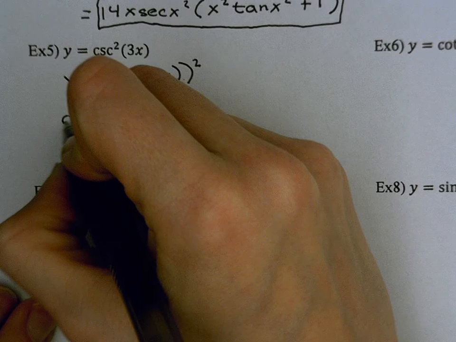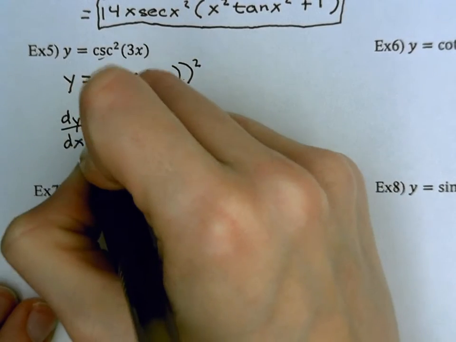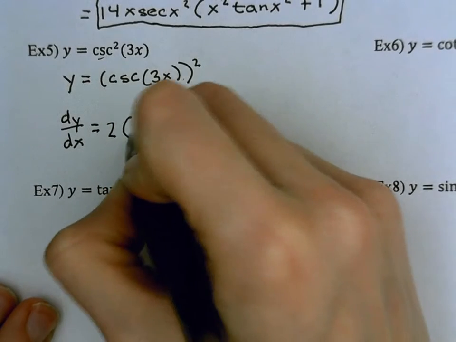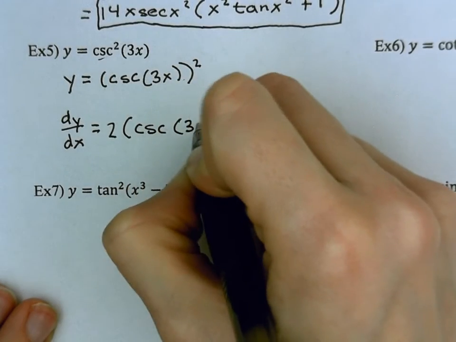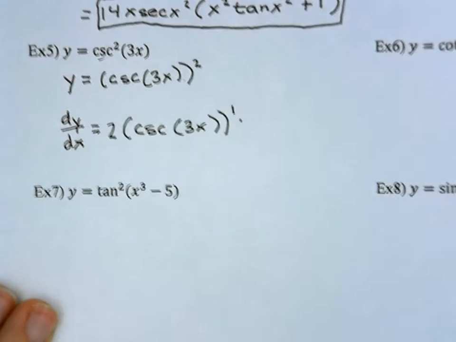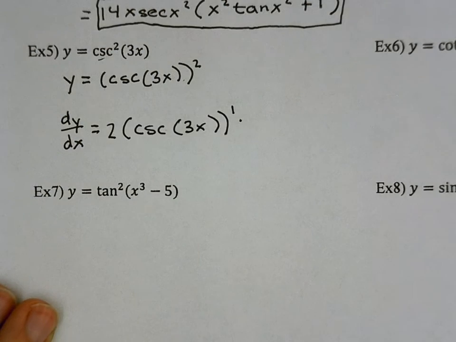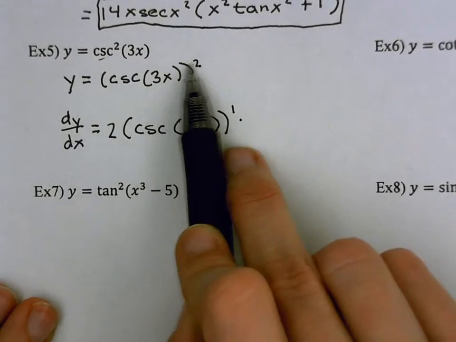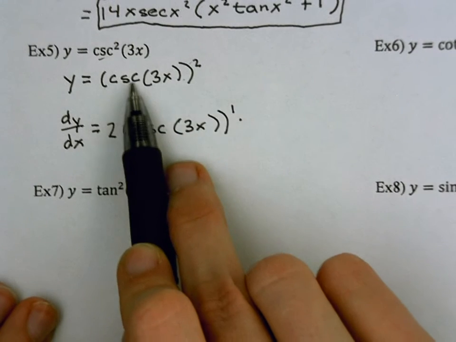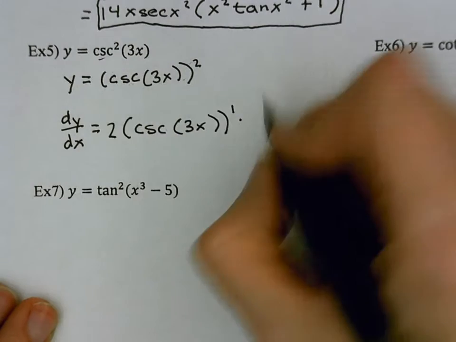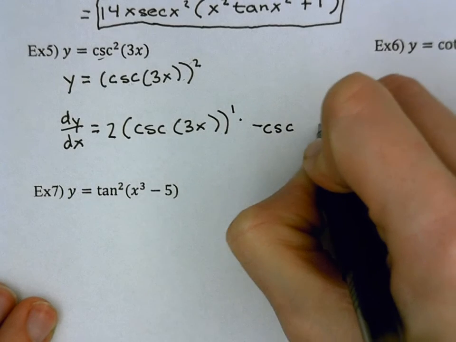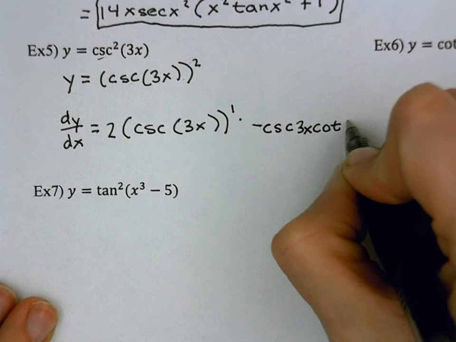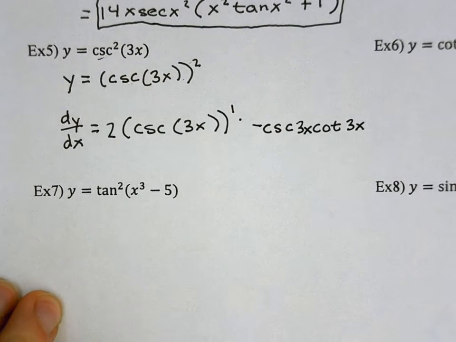Okay? We're going to start with the outside, just like we always have. Our outside in this case is that squared. So we're going to pull that 2 down. Make sure to leave the guts alone, just like we always have. Subtract 1 from the exponent. Then we're going to take the derivative of the next one. So we've taken the derivative of this squared, so we're going to peel that away. The middle one is the cosecant. So we're going to take the derivative of cosecant, which is negative cosecant cotangent. And then make sure to leave those guts alone. This will be negative cosecant 3x cotangent 3x.